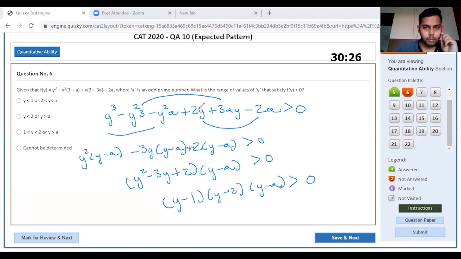A is an odd prime number. We need a range for this. Okay.